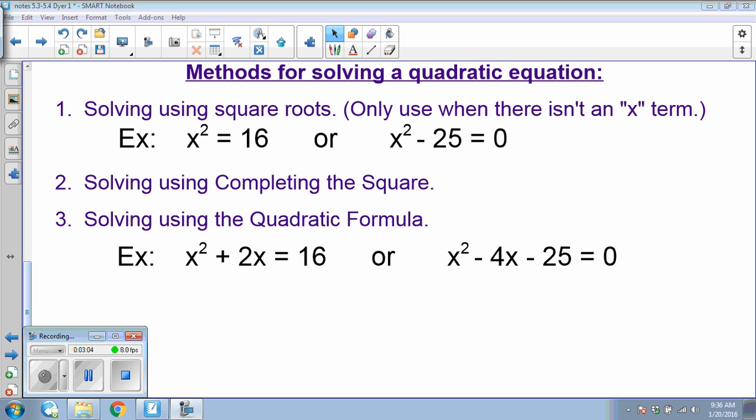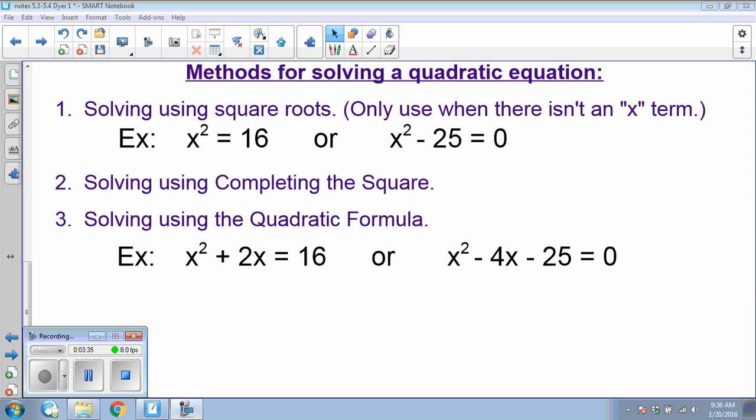Here's some methods for solving a quadratic equation. We're not learning all these methods today. We're only doing the first method, solving using square roots. We only use this when there isn't an x term, meaning there's an x squared term, but there's no x term. So if it's x squared equals 16, we can use the square root method. If it's x squared minus 25 equals 0, we can use the square root method.